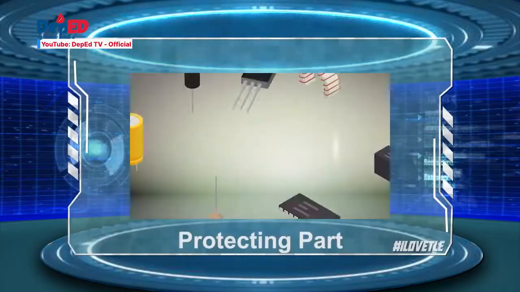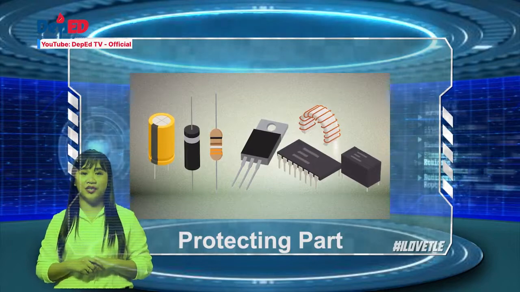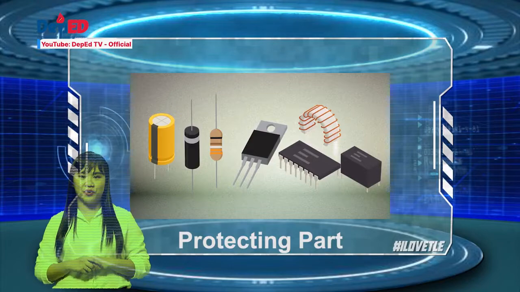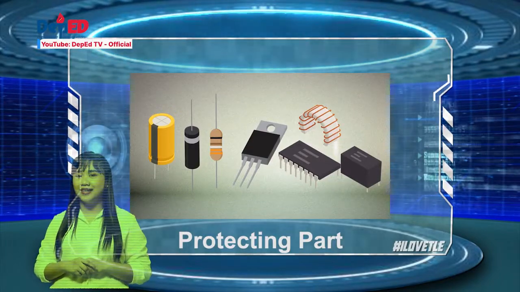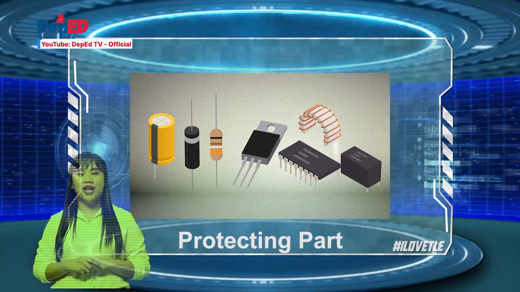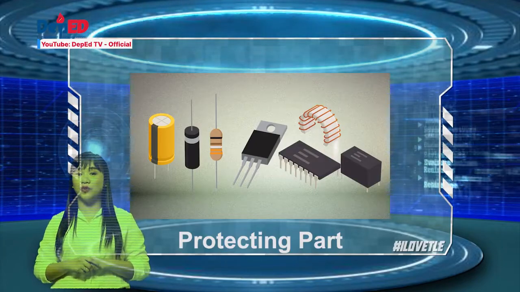Protecting part. A protecting part is a component that is used to open the circuit when the current exceeds a predetermined maximum value. Examples of protecting parts are the diodes, resistors, capacitors, transistors, relays, integrated circuits or IC, and inductors.